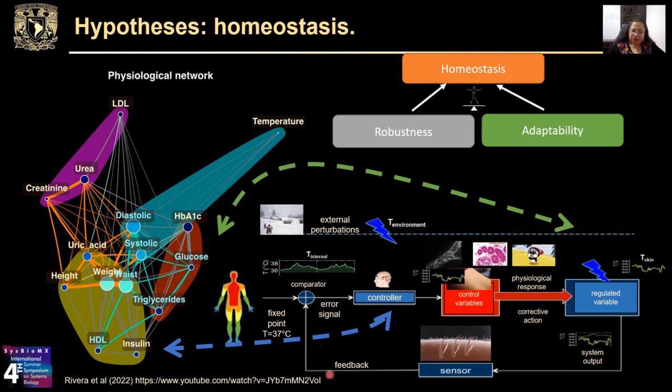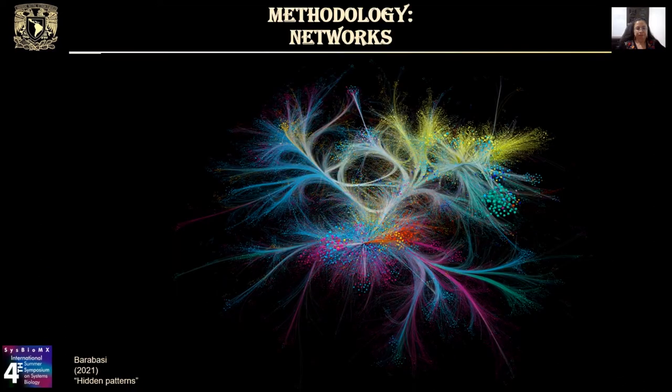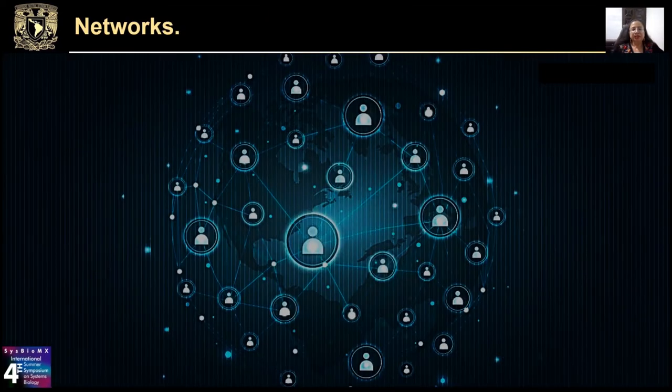But also we cannot only use time series analysis to understand this homeostatic balance. We can also construct a physiological network and analyze the topological characteristics of this network to understand this homeostatic balance between all the systems that integrate the body. Our methodology is based on networks. Networks are easily understood via human relations. We consider each node as a human being, and we draw a line connecting two humans that are friends or that work together or that they are family.